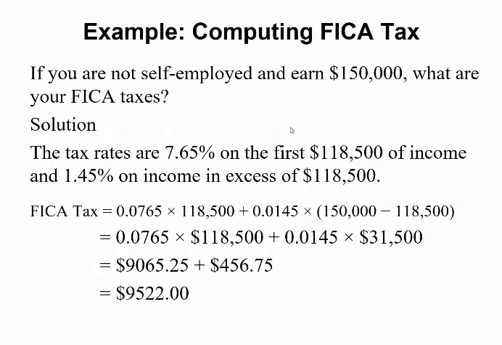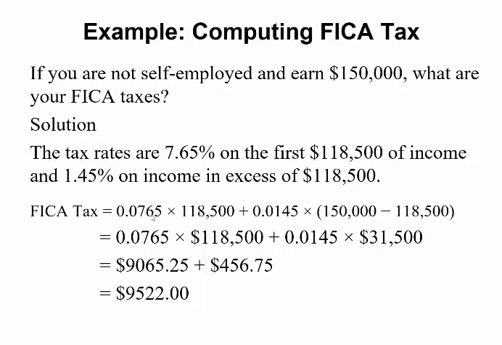Okay, so let's suppose you are not self-employed and you earn $150,000. Must be nice, right? What do you have to pay in FICA taxes? The tax rates are 7.65% on the first $118,500 of income and 1.45% on income in excess of that. So how much do you have to pay in FICA taxes?